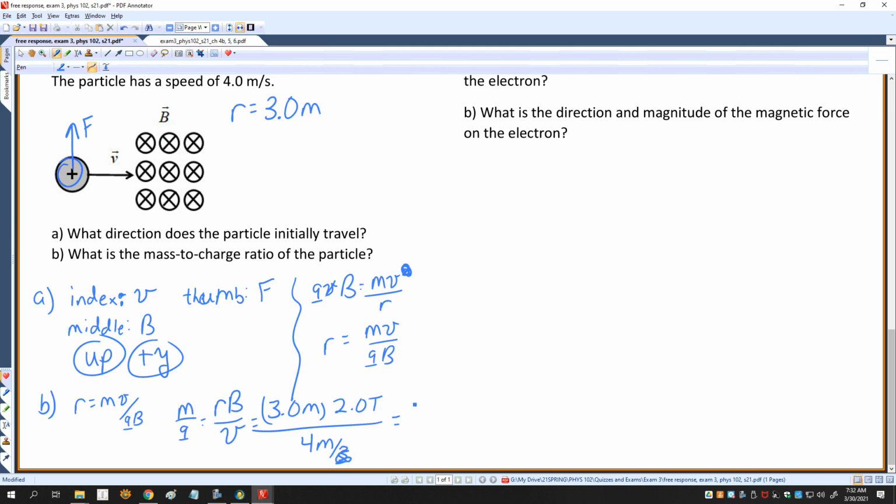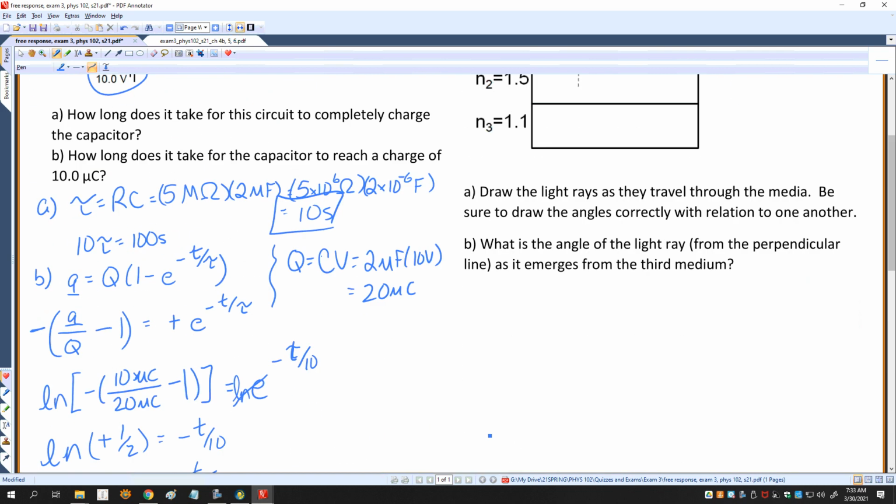That's 6 divided by 4, or 1.5 kilograms to coulombs. So that's the answer. And again, I will give you that radius in the problem.